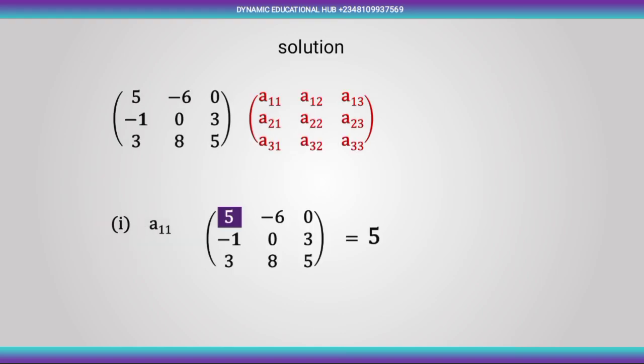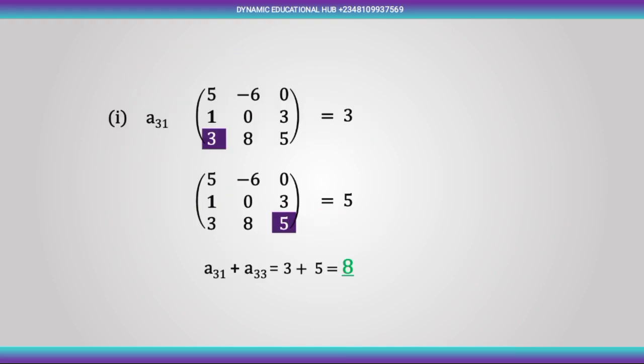The first question is asking us to find the value of A11, which means the element in row 1 and column 1. As you can see here, this is row 1 and this is column 1. So the intersection of the two drawn lines corresponds with 5. If we make the comparison here, we see that the element that is present is 5.